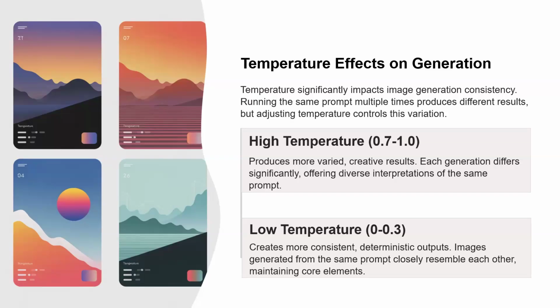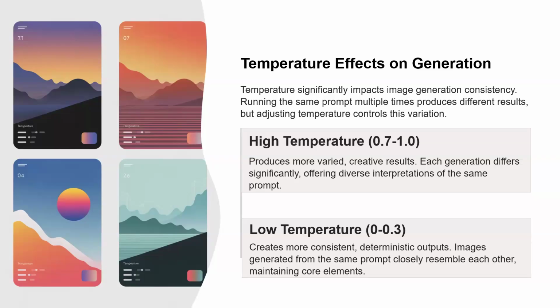So you have high temperature, it produces more varied creative results, right? Each generation differs significantly, offering diverse interpretation of the same prompt. So it would give us as many different variations as possible. You could ask it what is the best iPhone, and this is an example, and it would answer you with a different sentence every single time.